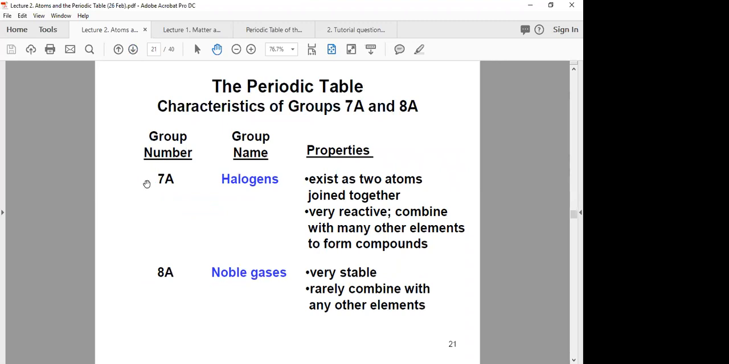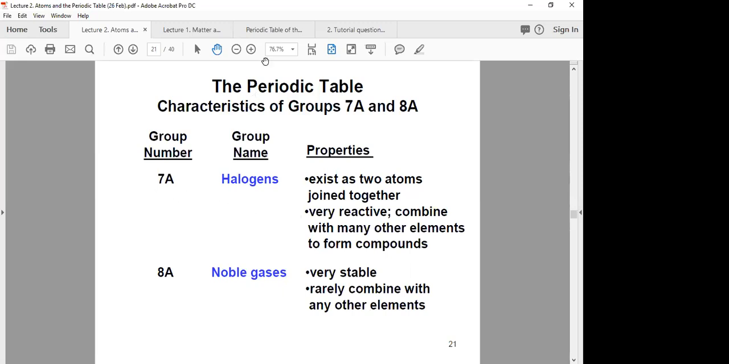All right, now this is an important group. This is the one that I really want you to remember. Group 7A, the second last column on the periodic table. These come up all the time. These are called the halogens. So commit this one to memory. The halogens, let's look at some properties. The halogens exist naturally as 2 atoms joined together. The halogens come up all the time during any study of chemistry because they are so reactive. They combine with many other elements to form compounds. They're highly reactive, the halogens.